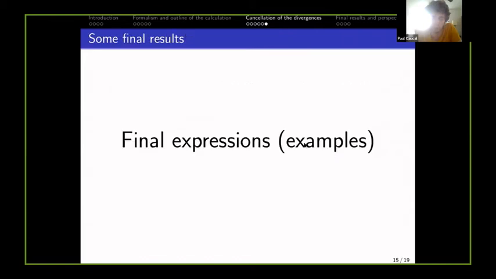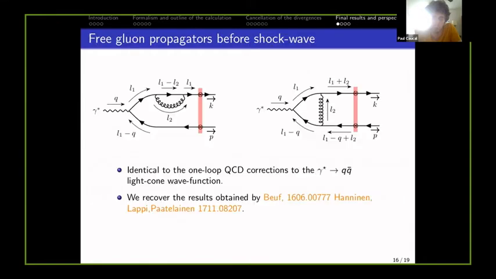All right, so now let me discuss some final expressions. First of all, I would like to give credit to the work here by these people, because we have been able to see that these diagrams, the free self-energies and the free vertex correction before the shockwave, in our framework in covariant perturbation theory, are actually identical to the one-loop QCD corrections to the photon to q-qbar light-cone wave function. So again, it's kind of non-trivial, because we need to carefully treat the Dirac algebra and make appear the instantaneous diagrams which are computed in these papers. But in the end, when you sum these two diagrams plus the free self energy from the anti-quark, we recover exactly the one-loop QCD correction to the photon light-cone wave function.